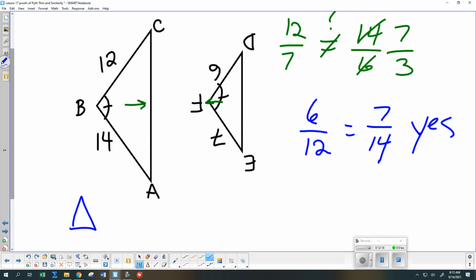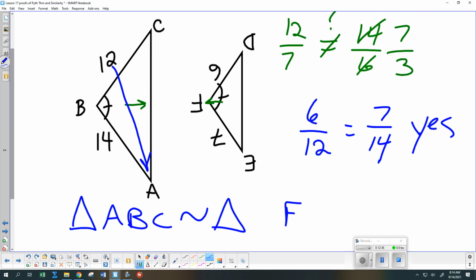So we would say triangle ABC is similar to triangle, and I know the B and the F in the middle have to match up because they were marked. If the 12 and the 6 are corresponding sides, then I have to go to the angles across from them. A and E have to match up. And that leaves D. That's what you've got to be a little bit careful about.